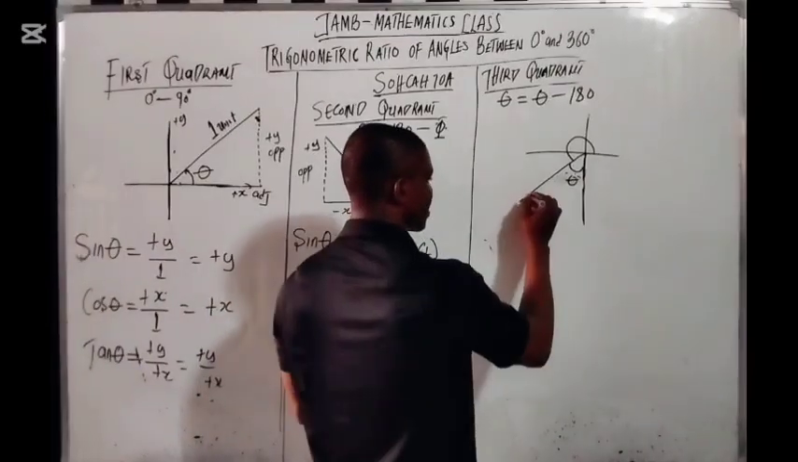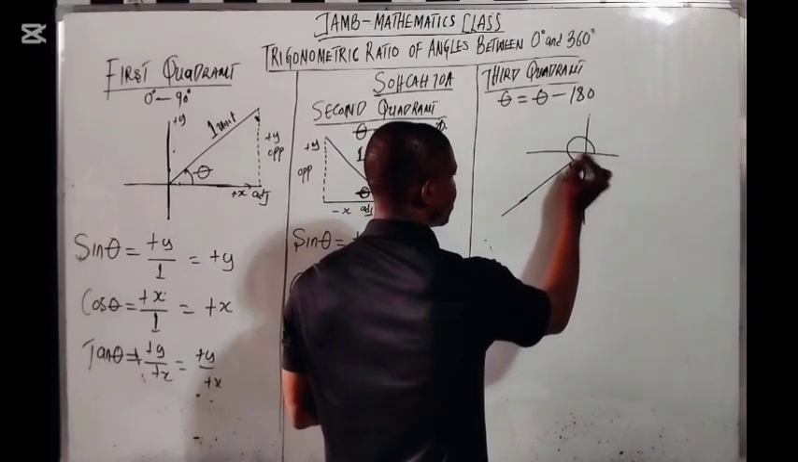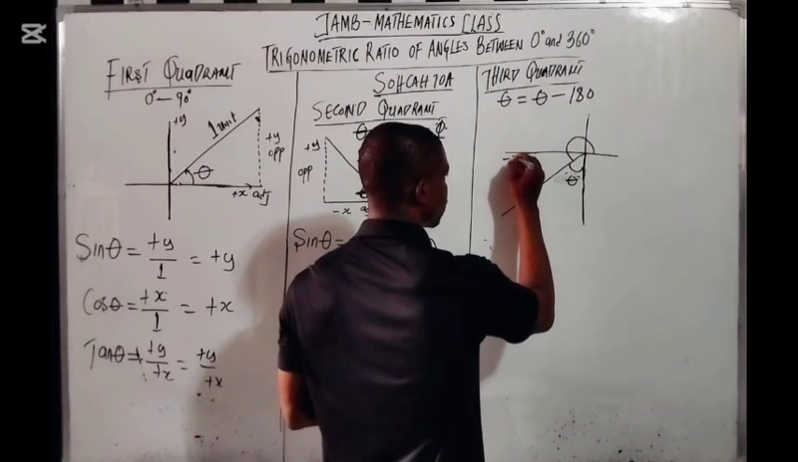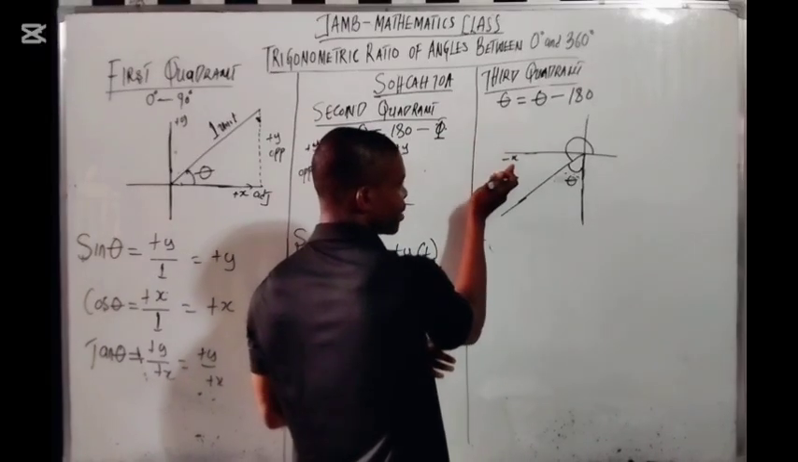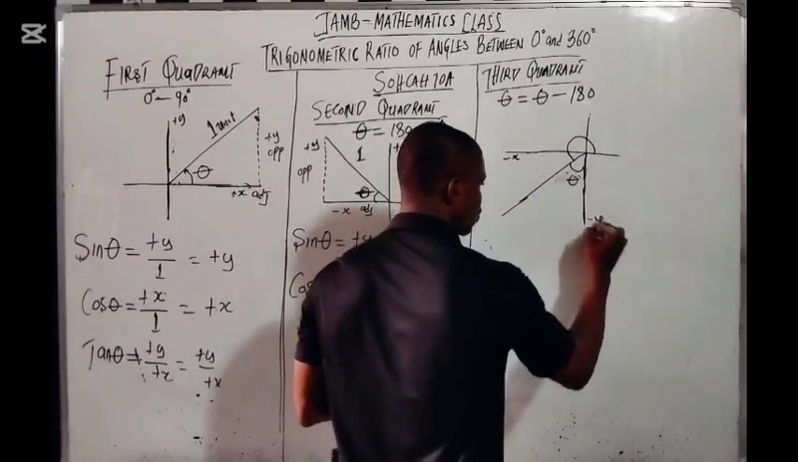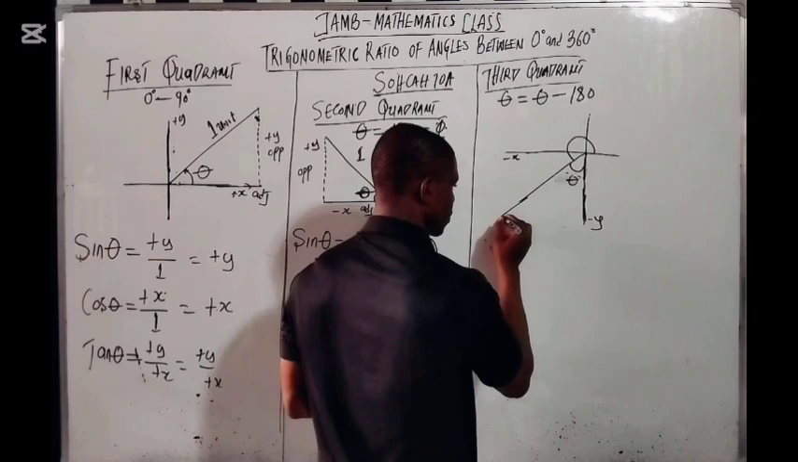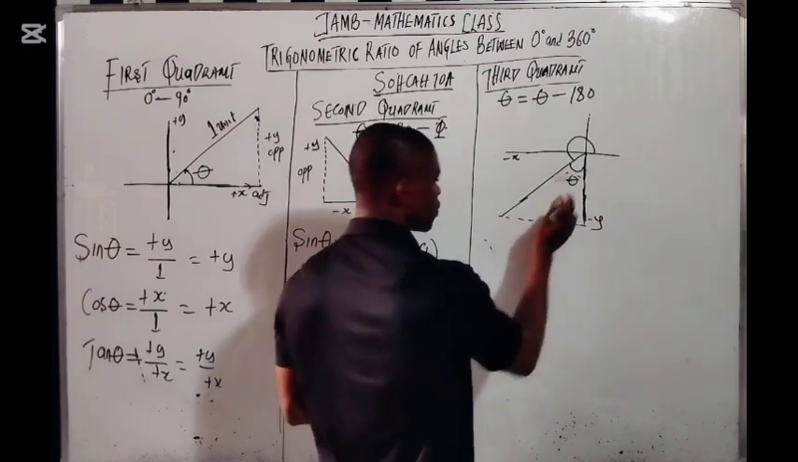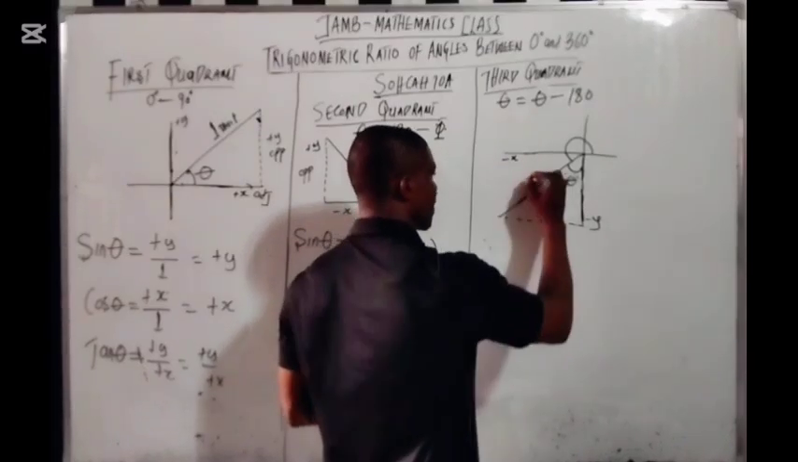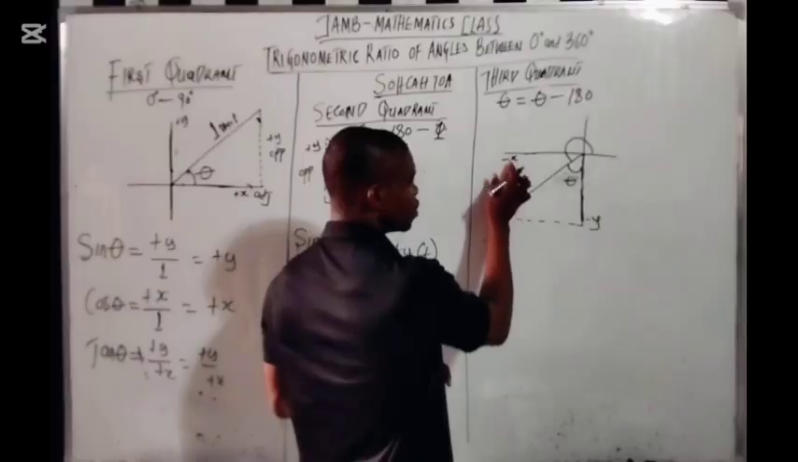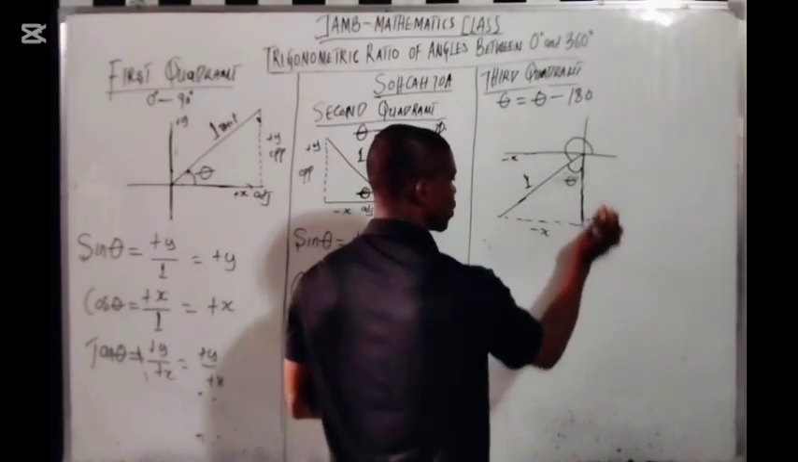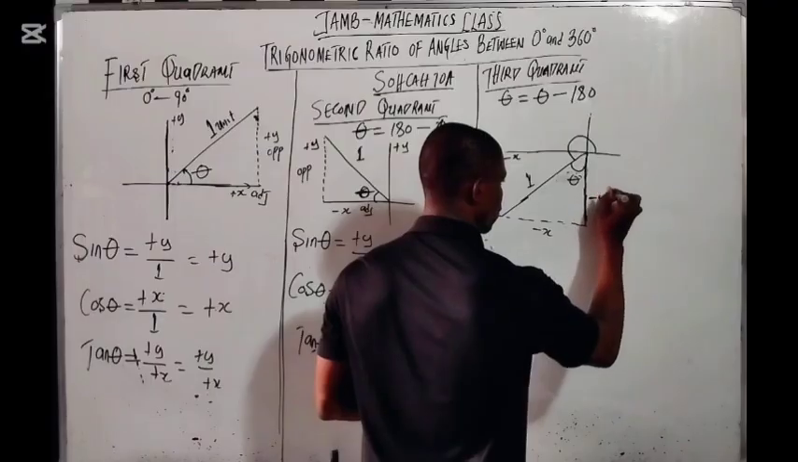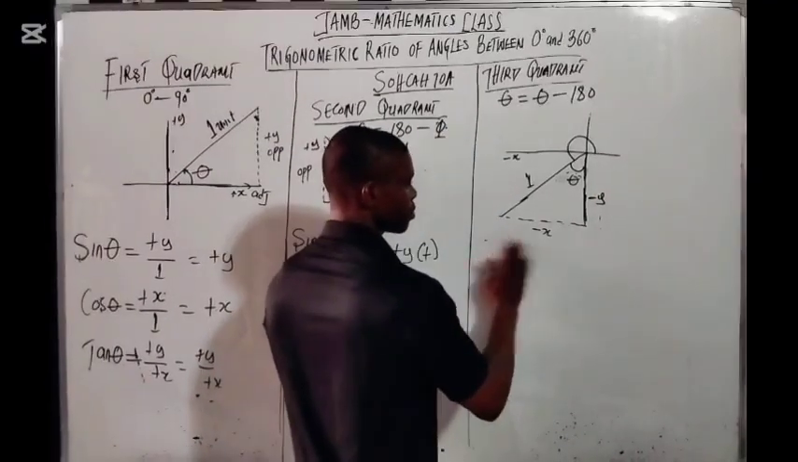So if you check it very well, remember here we have the x-axis, which was minus x, and this side here is minus x, and here is minus y. Can you see that? So here is my opposite. Remember here is my hypotenuse, which is 1. This point here, you see, is minus x, and here is minus y. Can you see that?